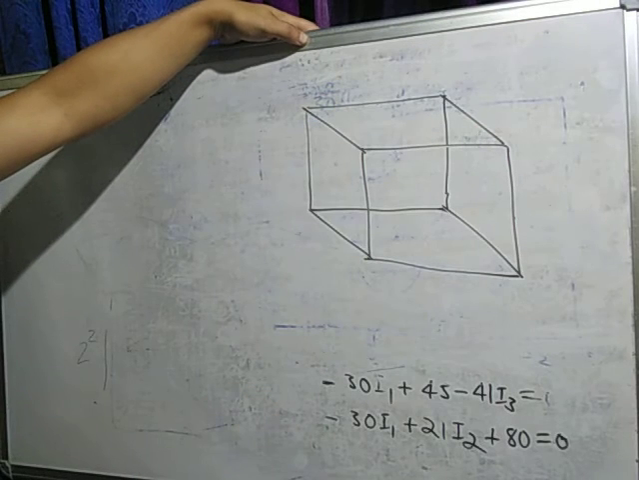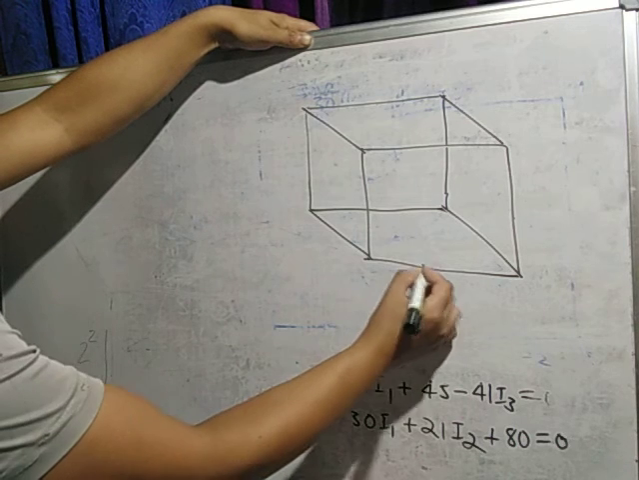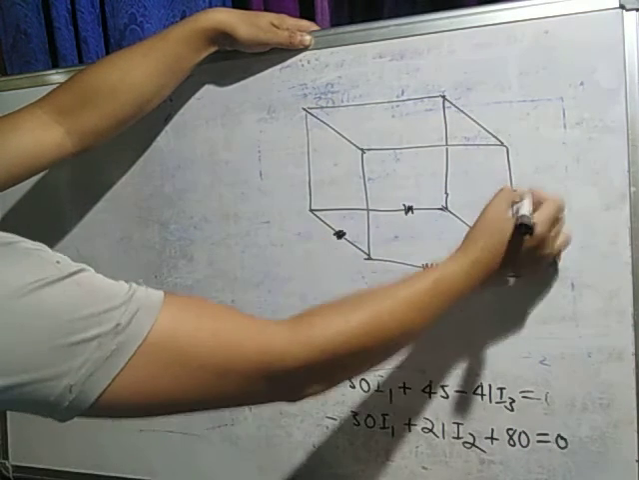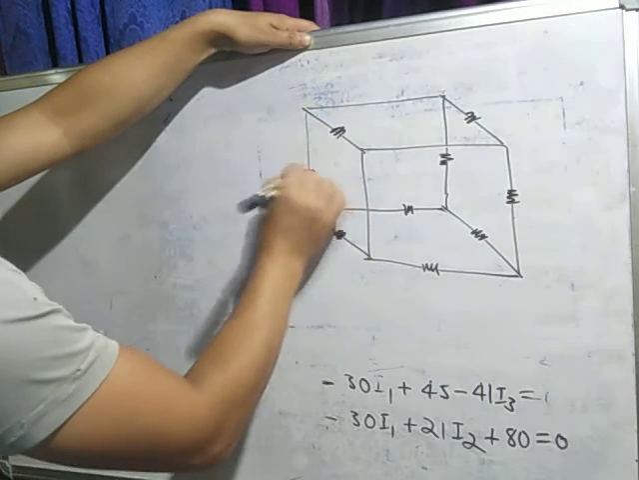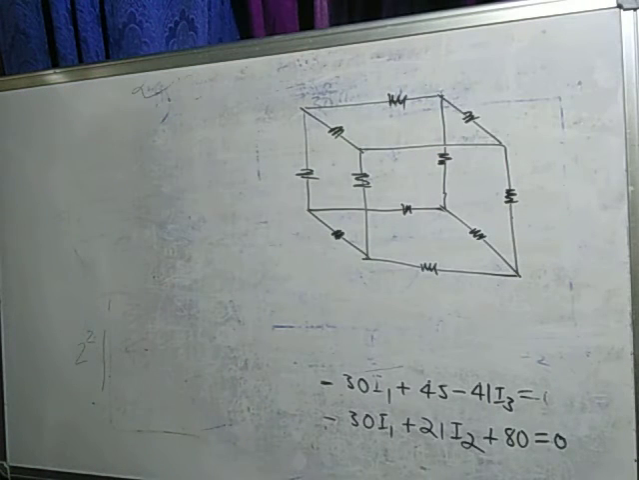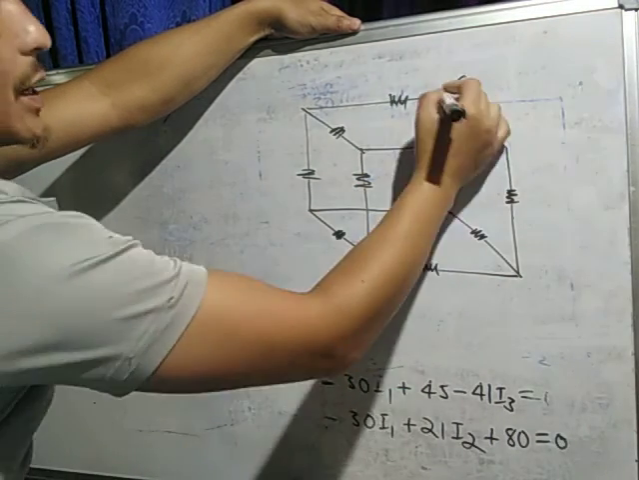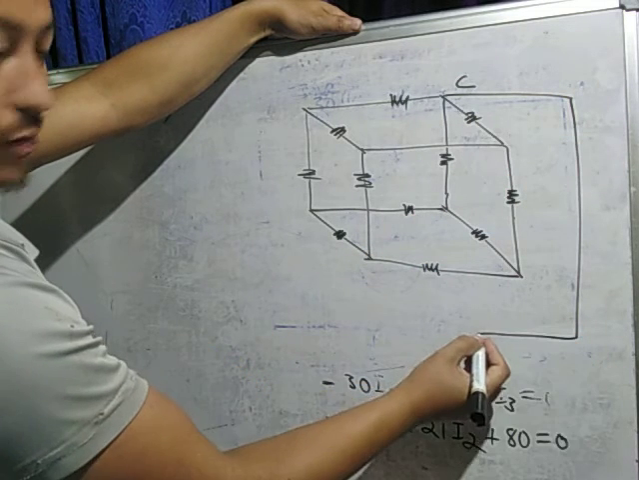And it says that all resistances are 1 ohm. 1 ohm, 1 ohm, 1 ohm, 1 ohm, 1 ohm. All the resistances are 1 ohm. And from C, this point is your C, we connect a battery. Sorry, potential how much? 10 volt.